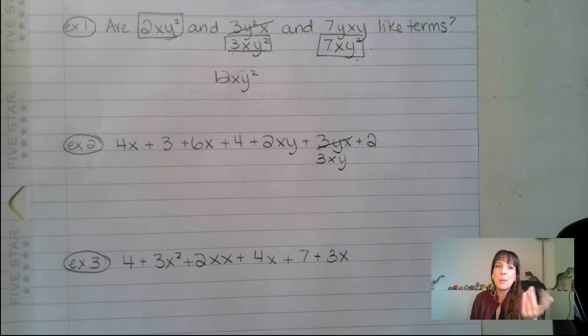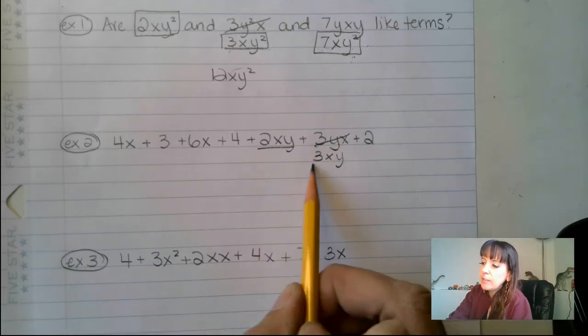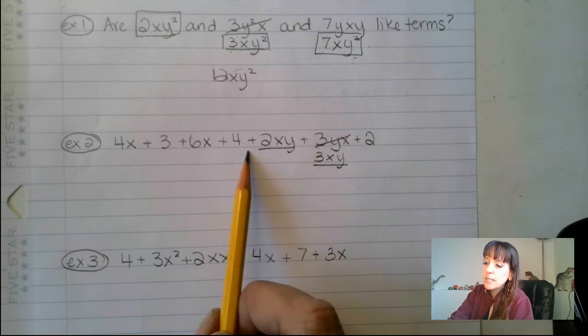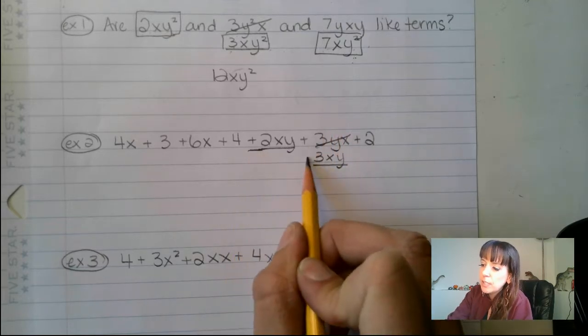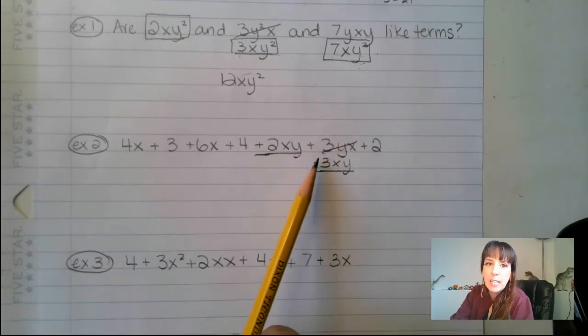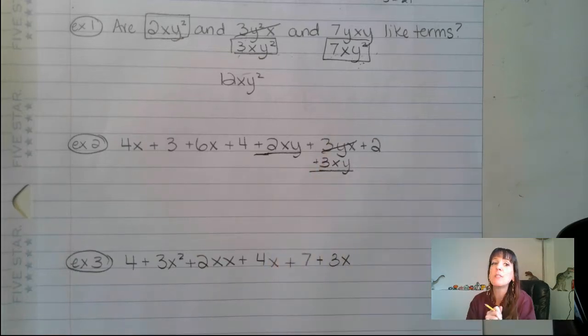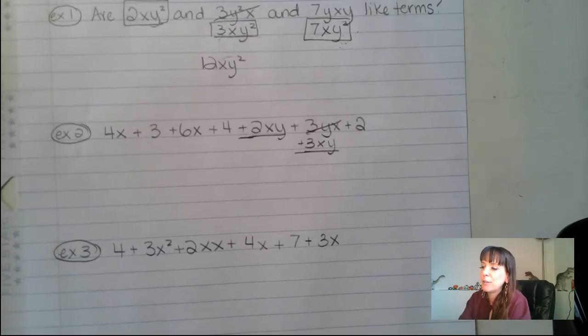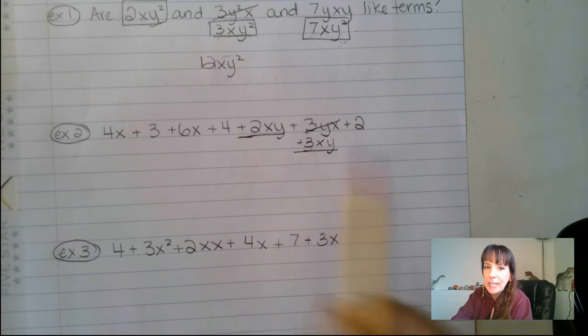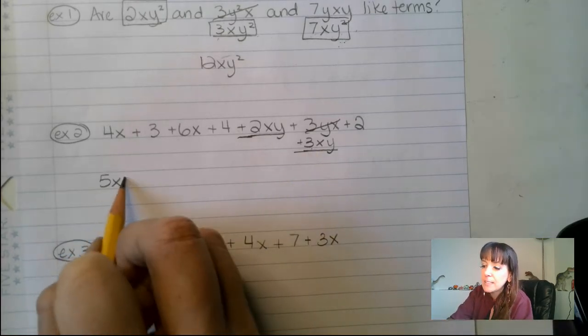I like to put the ones with the most variables first. So I see that I have 2xy, 3xy. Notice too, let me do this. I'm going to underline that operation that comes before it, because that's important. That tells you if it's a positive or a negative. So be really careful about that. 2 and 3 gives me 5xy.